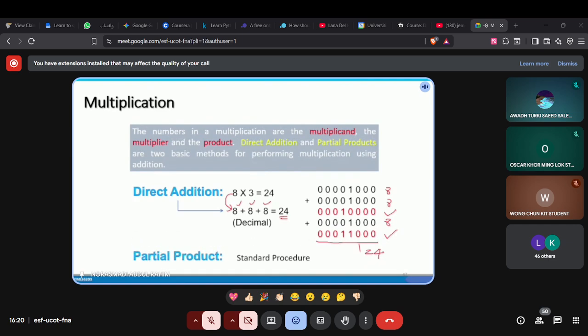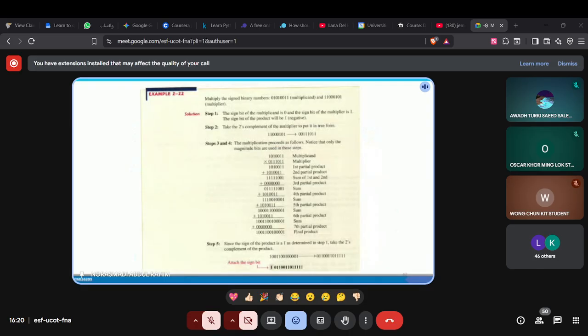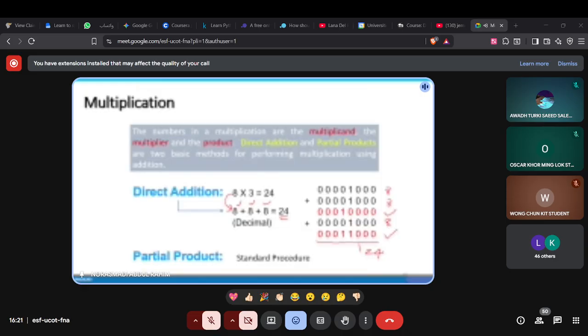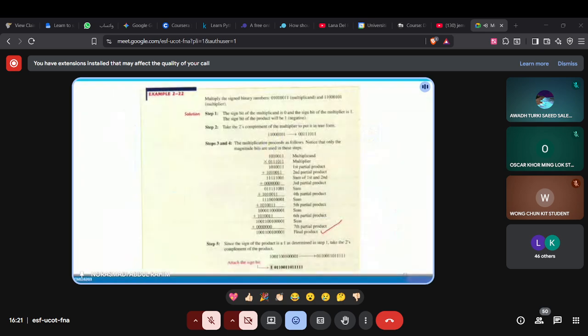Or maybe you can use the standard procedure if you want. For example, here is this one from the books. You can use the standard procedure like this. You just multiply, plus everything, and you get the last result here. Also, you can use this if you do not want to use the two's complement method. This one is not two's complement, just convert the multiplication into addition. So addition is safer and easier to do instead of using this conventional method here.